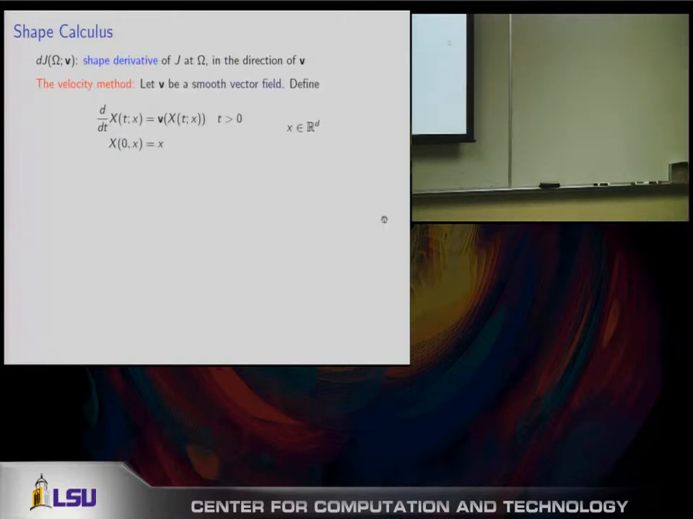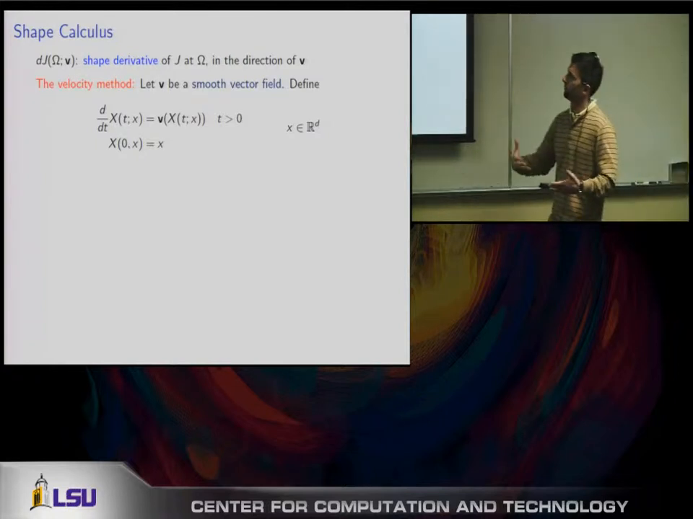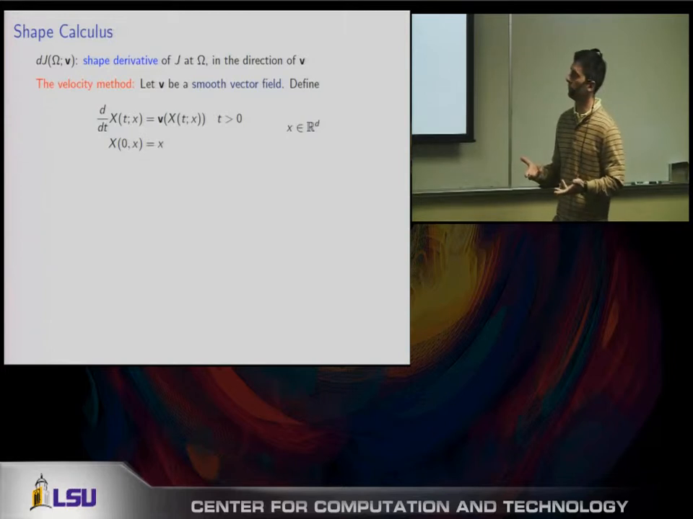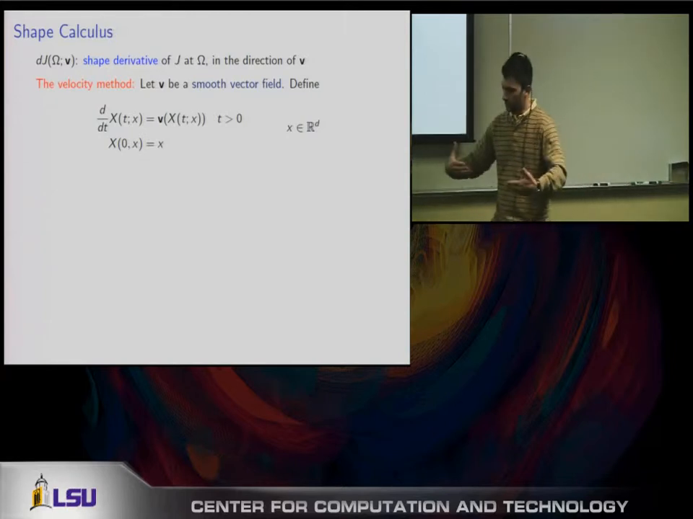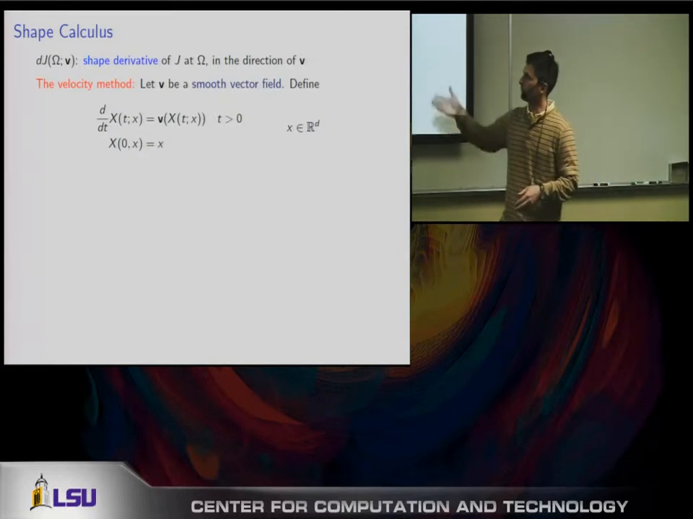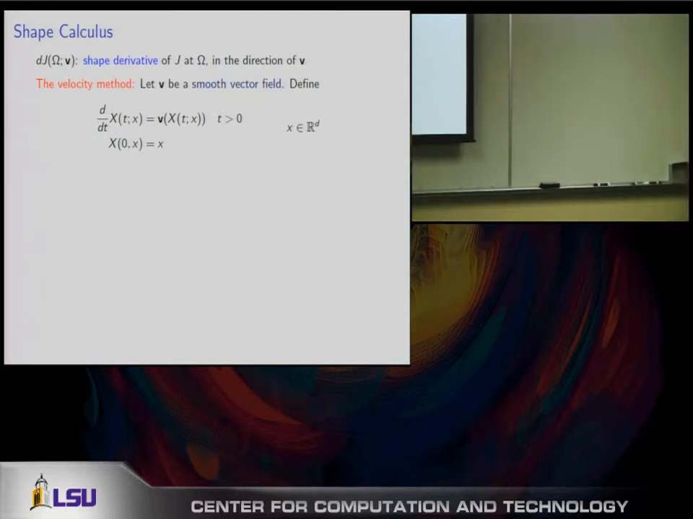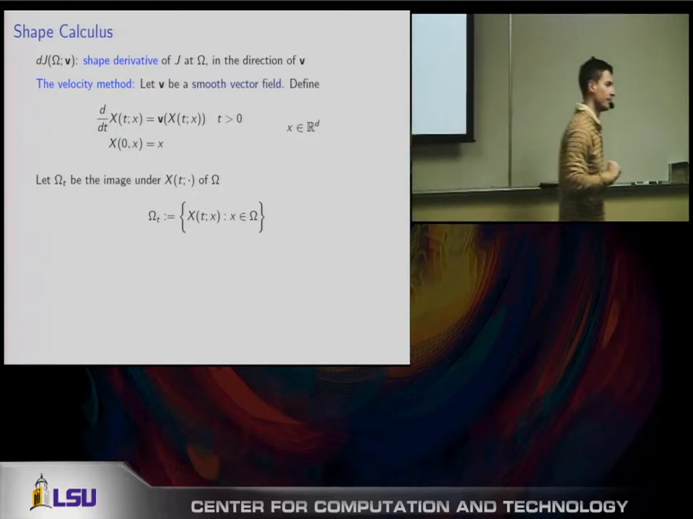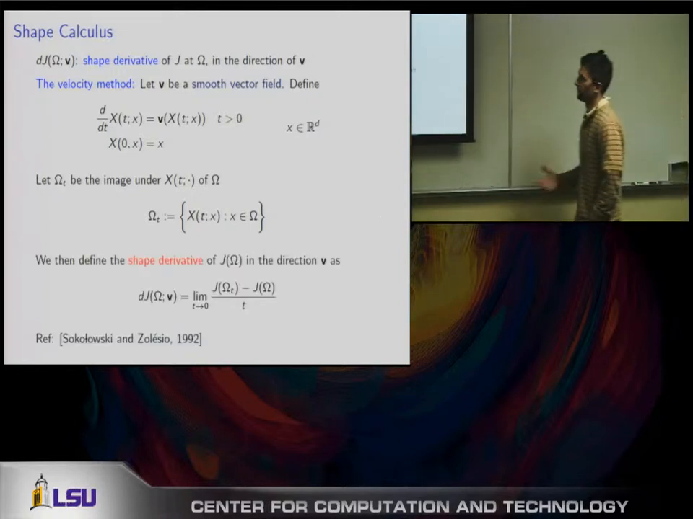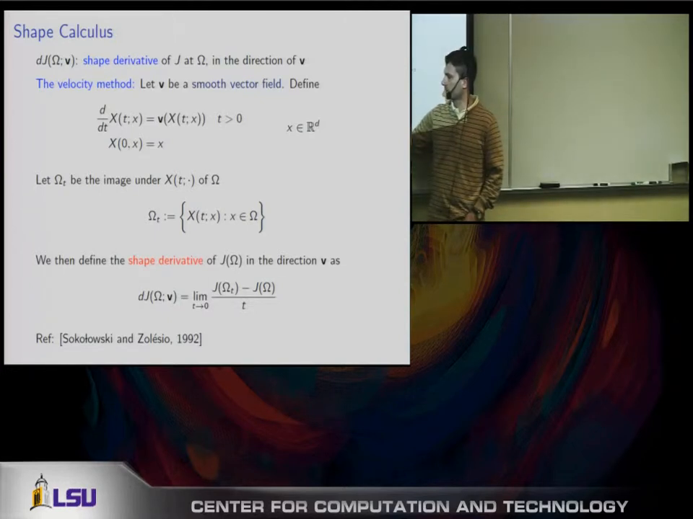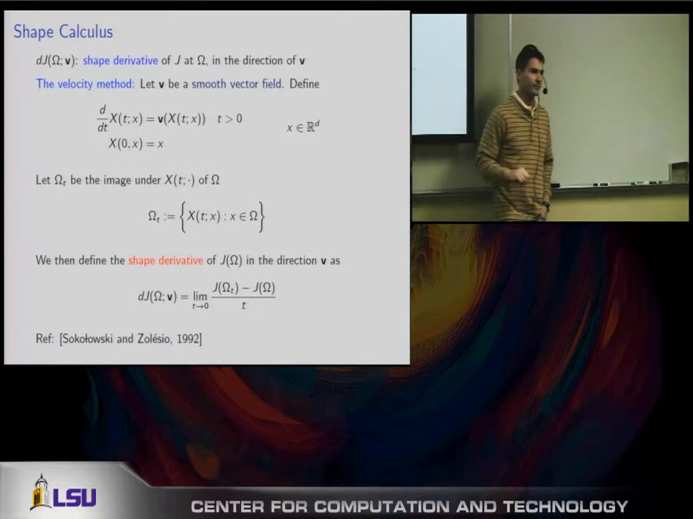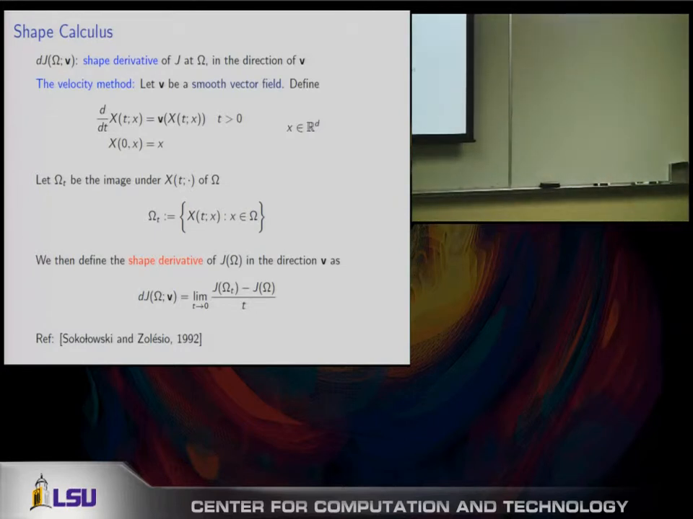So one way to define this is through what is known as the velocity method. Given a smooth vector field V, the direction field, the velocity method will generate some perturbation or some fictitious motion of your domain, solving an autonomous system of ODEs. So you solve that system, that gives you a perturbation of your domain, and then you can define a family of perturbed shapes through that deformation that you computed before. And now, once you have this deformation induced by the direction field V, you define the shape derivative as the limit of the functional at the perturbed domain minus the functional at the domain itself, divided by the time, and take the limit. And again, there is a whole theory here that says this is well defined, and this is how you define the shape derivative.